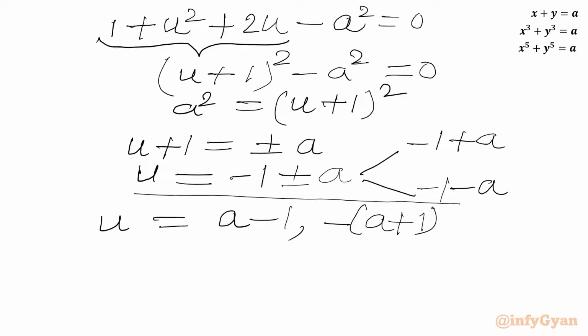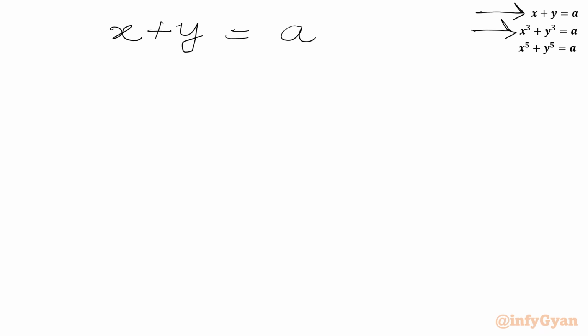So here we have two u values. Now I will consider our equation number 2 and 1. So I will write here 1 is here, 2 is here. So I can consider x plus y equal to a, our first equation. Now we will consider cubing both sides.